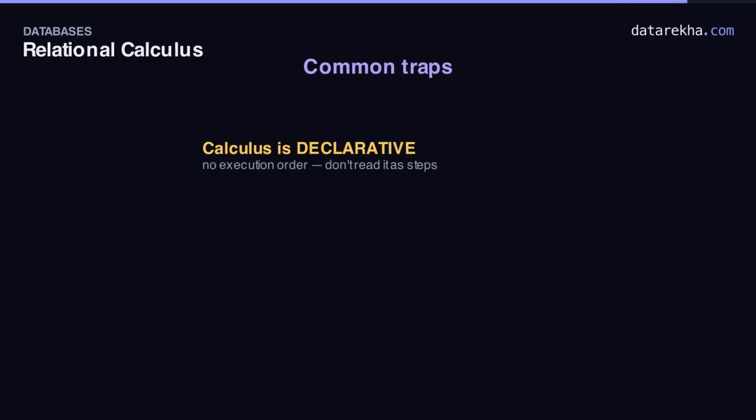Trap 1. Reading a calculus query like a program. There's no first do this, then that. It's a single logical statement, and the order you write conditions changes nothing. Trap 2, the deepest. Confusing there exists with for all. Some is not every. In a CS course needs there exists. In all CS courses needs for all. Mix them up and the answer is wrong.